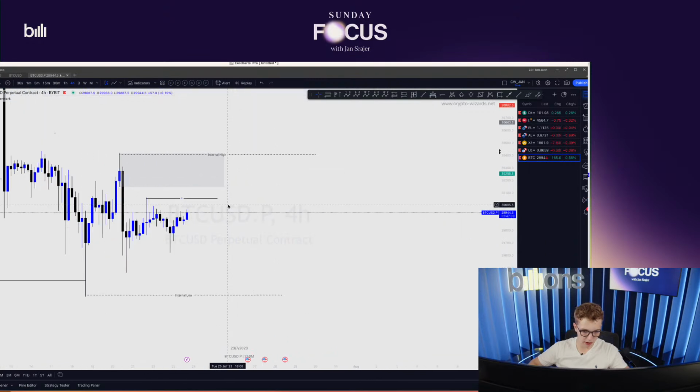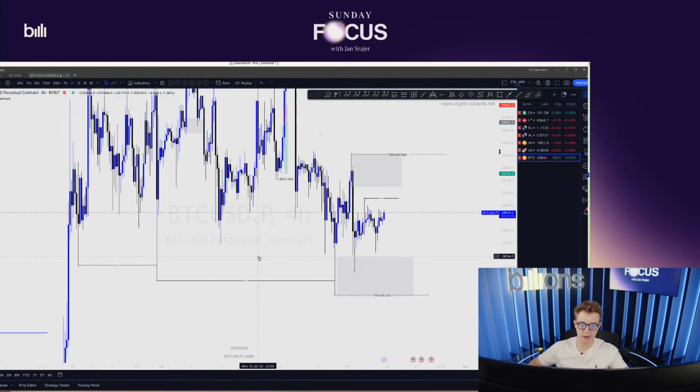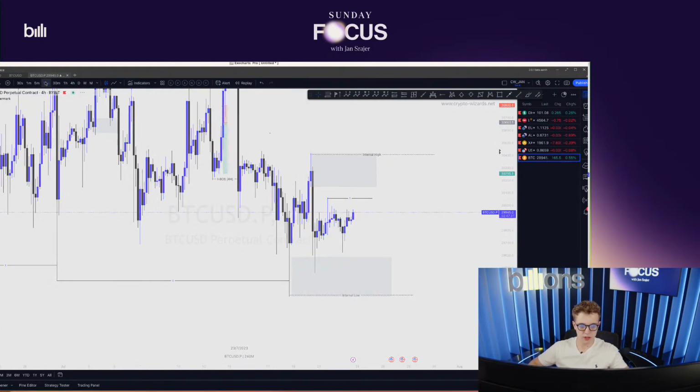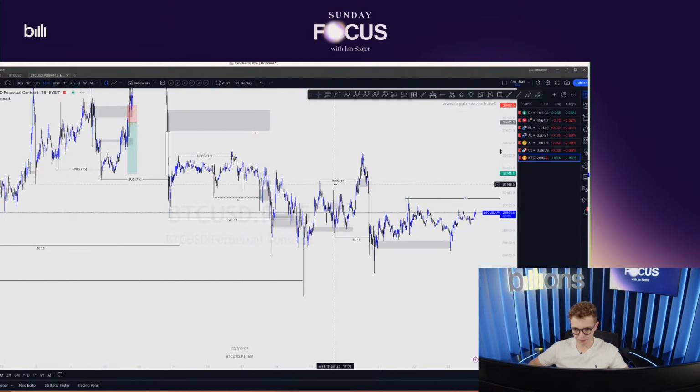What is not so clear is this zone down there. There is plenty of demand. Where is it exactly? Well, that's the question. So what are we gonna do now? Go into the 15-minute time frame.